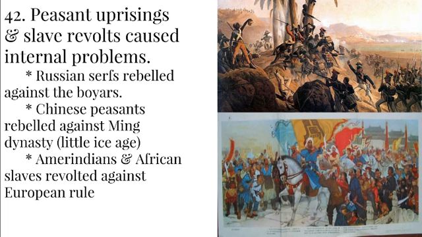Chinese peasants. Remember, the Chinese peasants rebelled against the Ming Dynasty during the Little Ice Age, thanks to all the famine and the poor food production and the starvation and the disease. And the peasants rebelled and said, "We don't want the Ming." And then the Manchus said, "Okay, we'll come in."